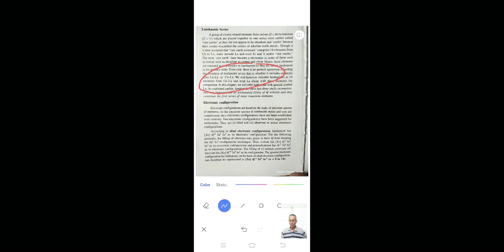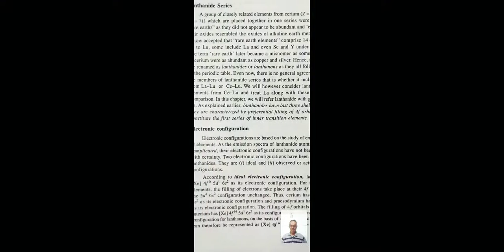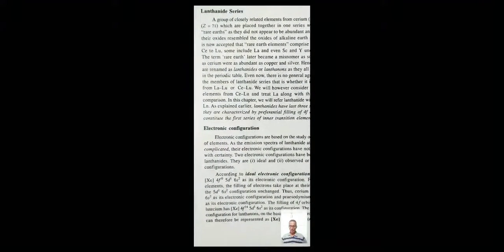The electronic configuration of the lanthanides is as usual as that of the general elements in the periodic table. In fact, the electronic configuration is based on the study of the emission spectra of the element. The emission spectra of the lanthanide ions are complicated. The electronic configuration has not been established with certainty. Hence, two types of electronic configuration have been suggested for the lanthanides. First is the ideal configuration and second is the observed configuration.